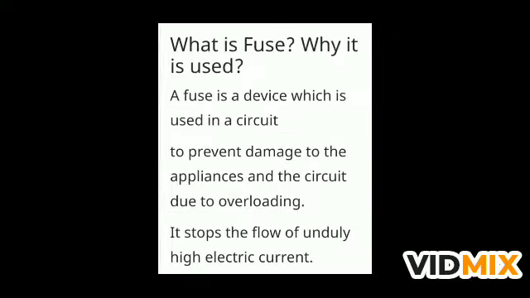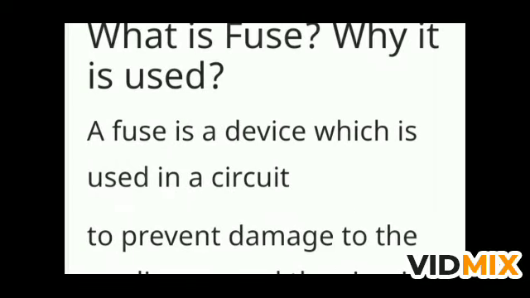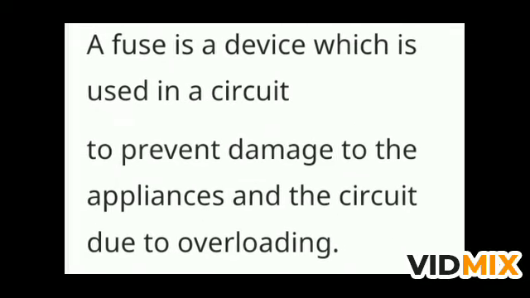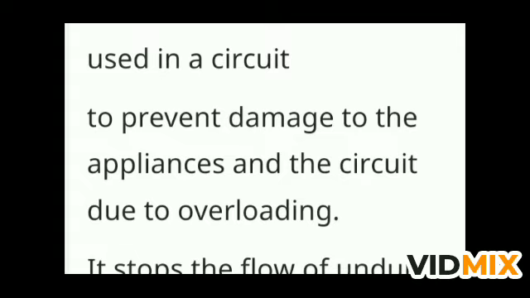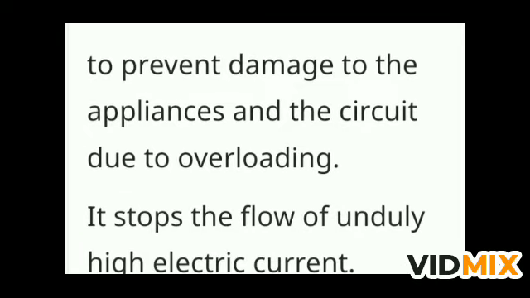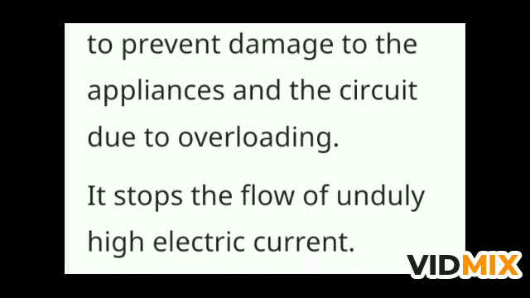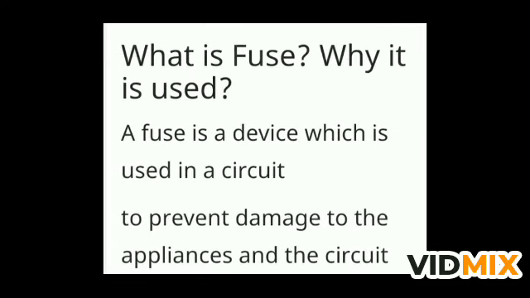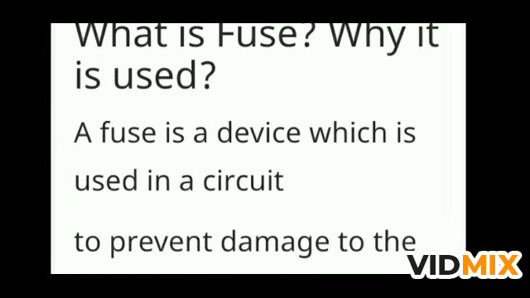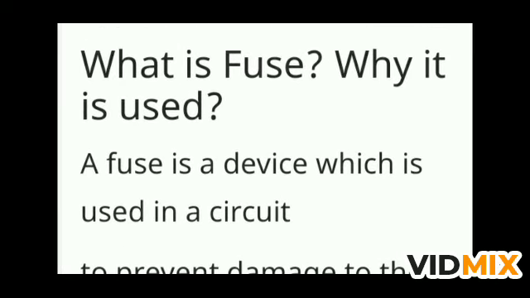It is prevented by using a fuse. Fuse is a very common word we use regularly in our houses. Now what is a fuse? A fuse is a safety device. A fuse is a device which is used in a circuit to prevent damage to the appliances and the circuit due to overloading. It stops the flow of unduly high electric current also. So a fuse is a safety device which protects the appliances when there is a large amount of current in the circuit, and it breaks and prevents the current from flowing into the appliances.